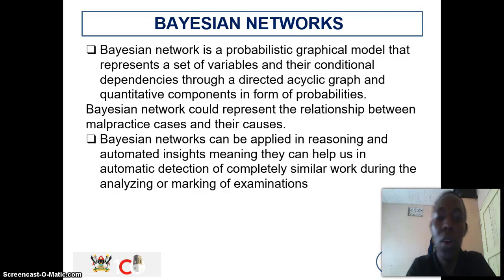So Bayesian networks represent a relationship between the cases and their causes. For example, if we have a problem that has existed in the past, and based on the causes, if they start to appear again, we can use Bayesian networks to predict that this is going to happen, and we are able to fight it or control it.